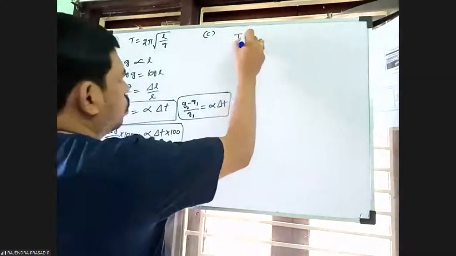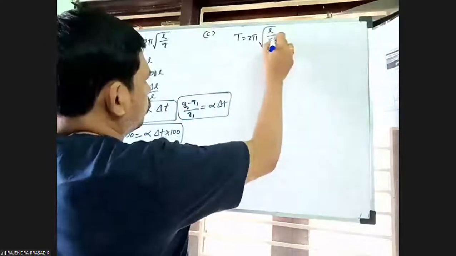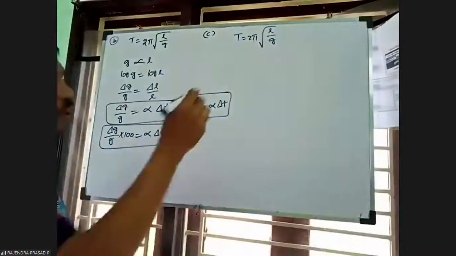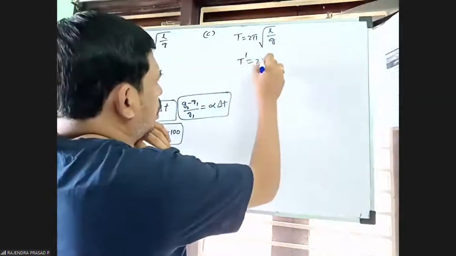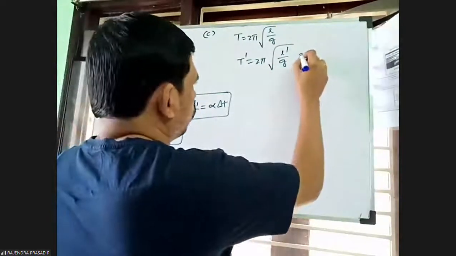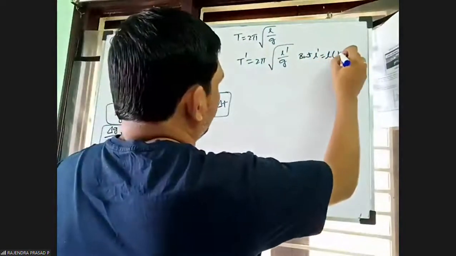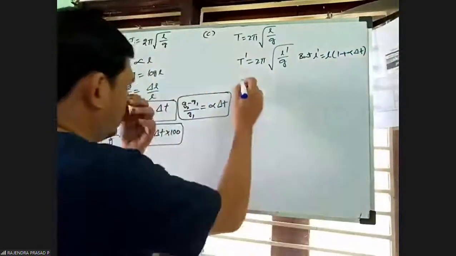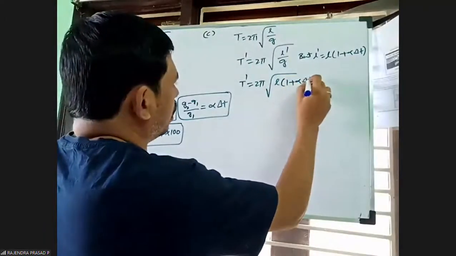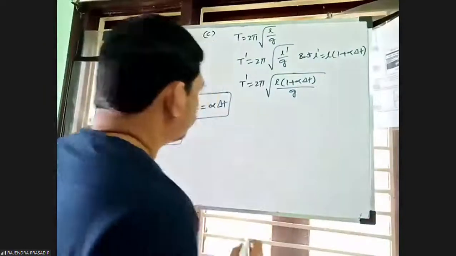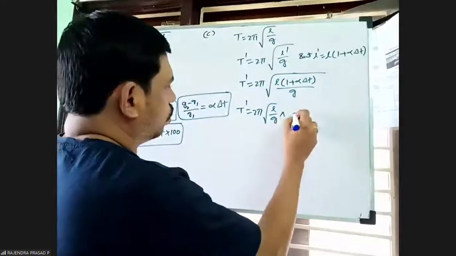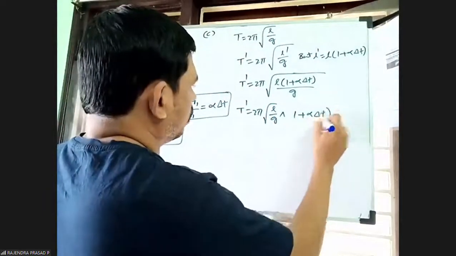So T is equal to 2 pi under root of L by G. Temperature increases, so the length of the rod increases. Time period also changes: 2 pi under root of L dash by G. But L dash is equal to L into 1 plus alpha delta T. So T dash is equal to 2 pi under root of L into 1 plus alpha delta T by G, so T dash equals 2 pi under root of L by G into 1 plus alpha delta T whole power half.